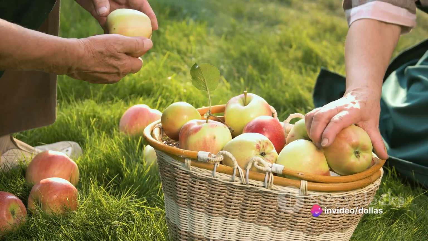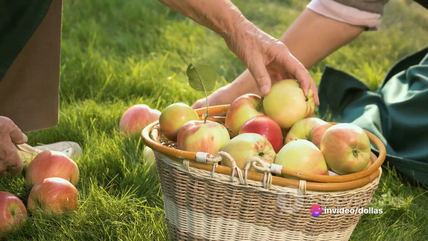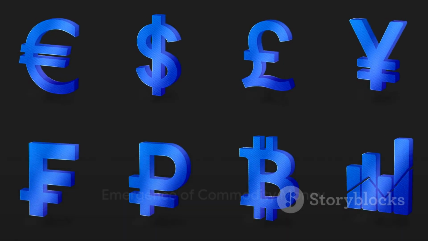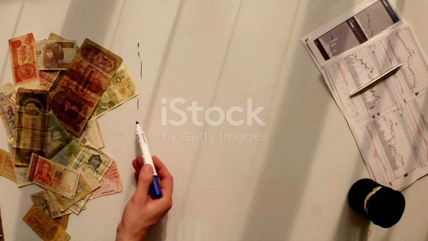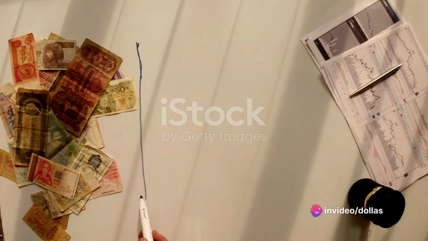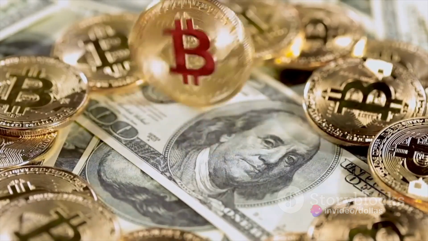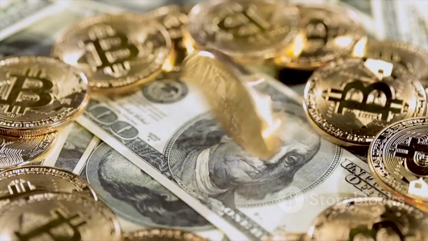Despite its limitations, the barter system laid the foundation for what we now know as trade. As civilizations grew, so did the complexity of their needs, leading to the birth of commodity money. This was a time when societies started using items with inherent value, commodities, as a medium of exchange. Gold and silver, cattle, grains, and even shells in some cultures became the go-to for trade.